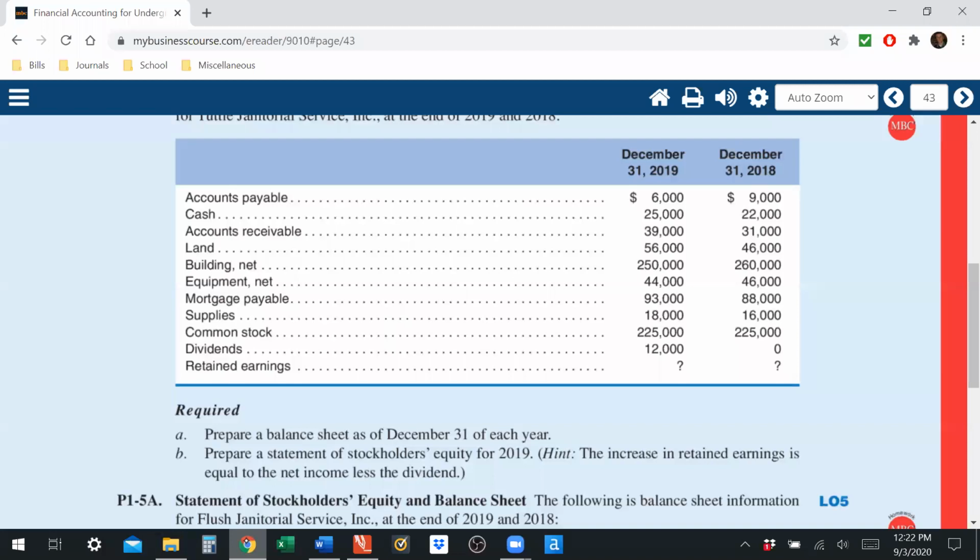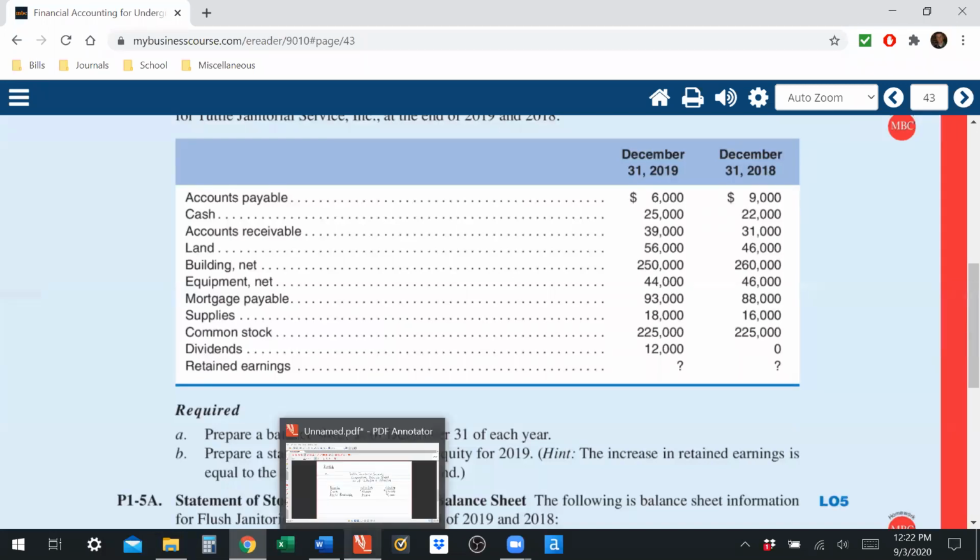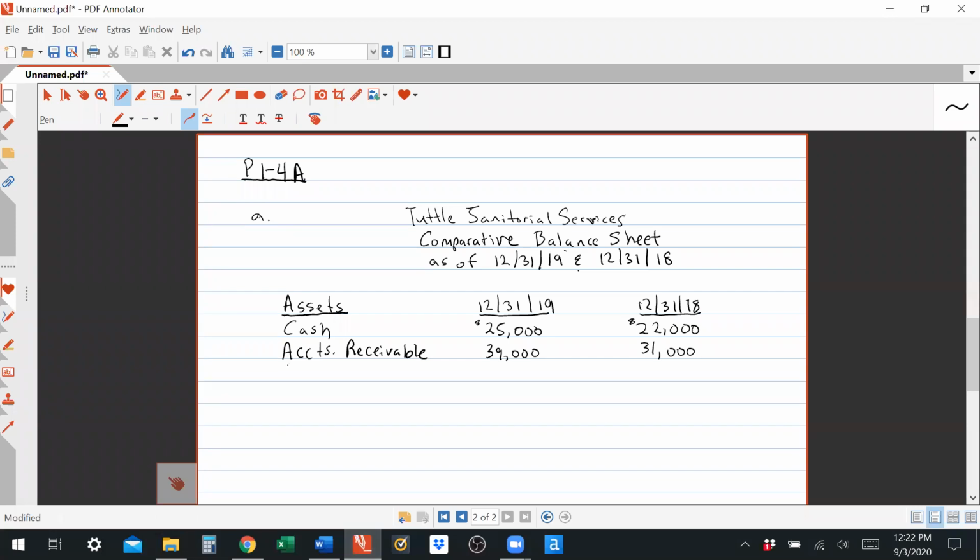Next asset, it's a long-term asset, land. Began the year at 46,000, ended the year at 56,000, which means we purchased $10,000 worth of land this year. Our land went up by $10,000.